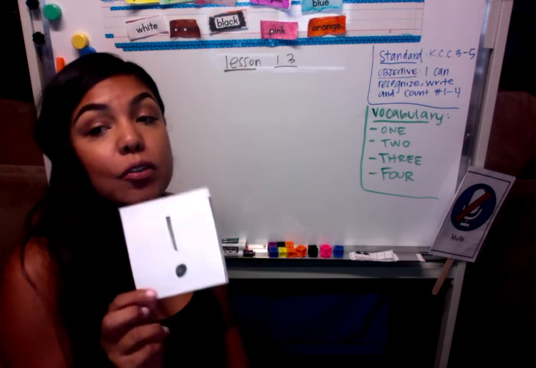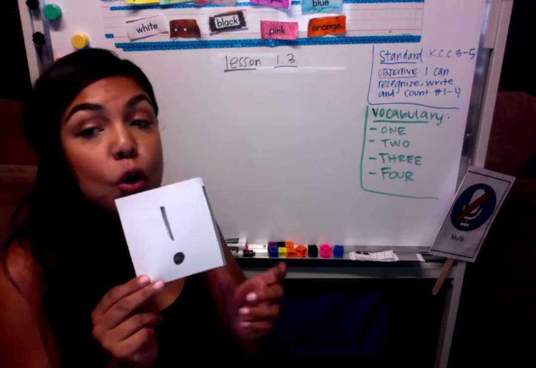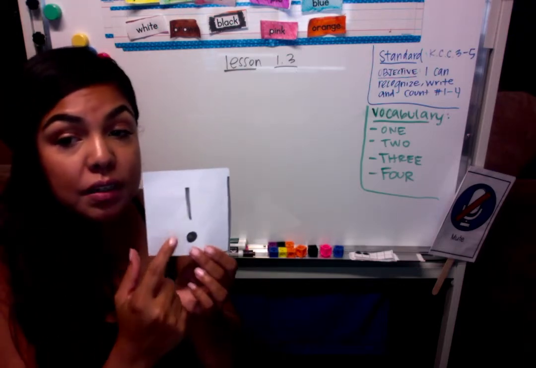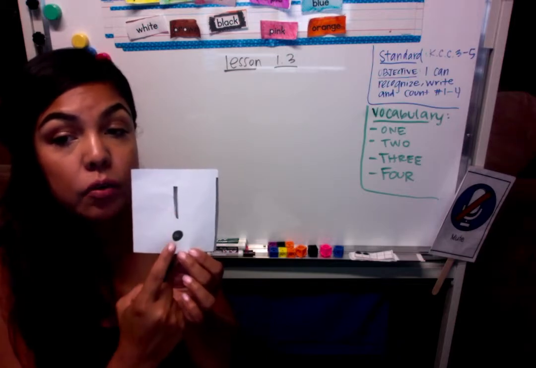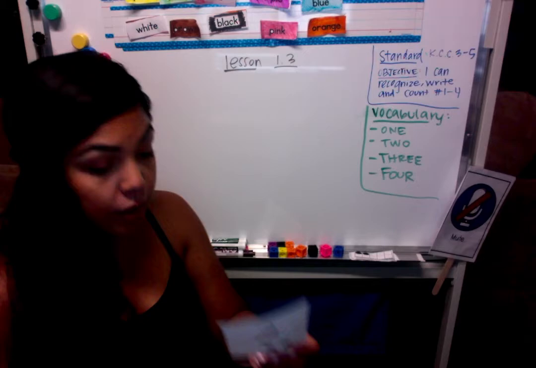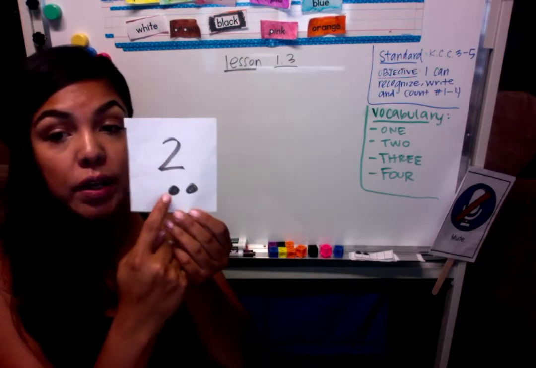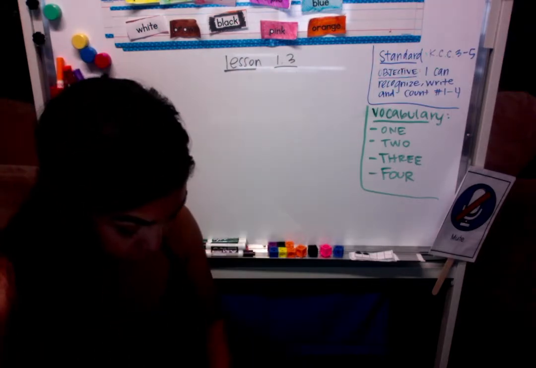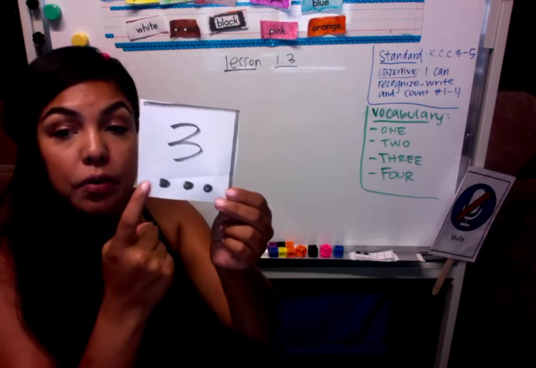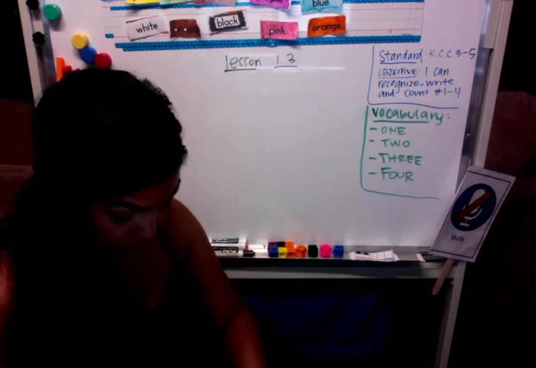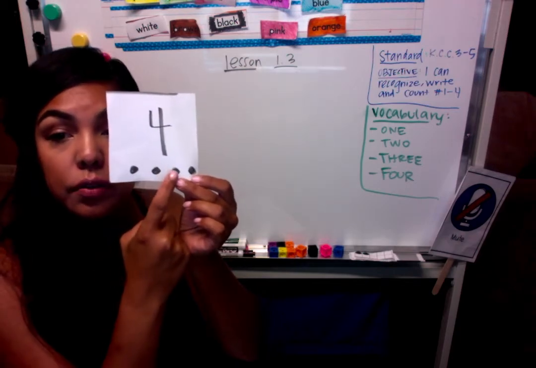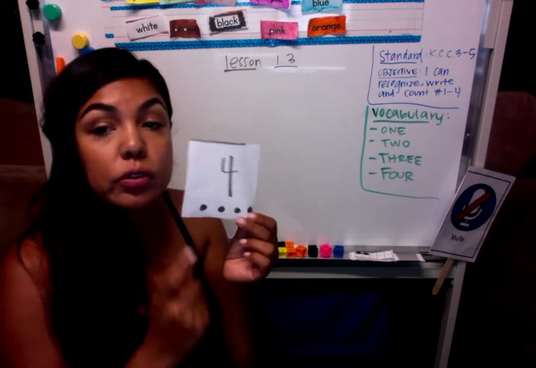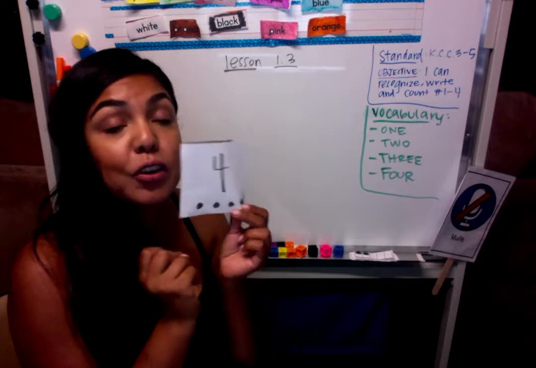You will write the following numbers on these cards. One card will have a number 1. Make sure you add that little dot on the bottom for number 1. Only 1 dot. Okay. Number 2 with 2 dots. Number 3 with 1, 2, 3 dots. And number 4, 1, 2, 3, 4. Make sure you use those dots on the bottom of your flashcards.